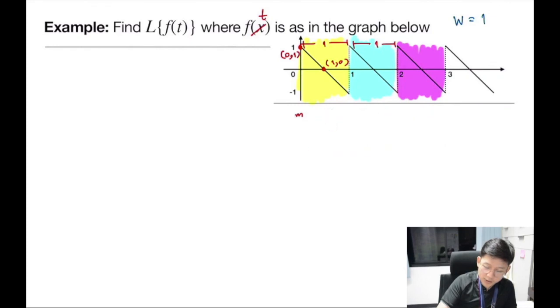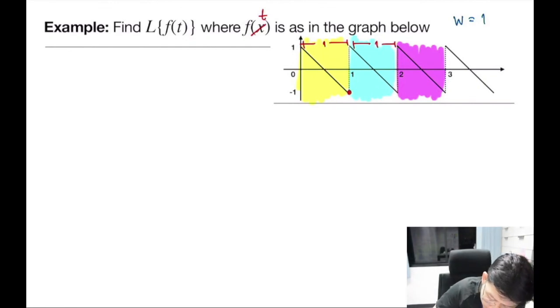But it's a good practice, keep doing it again and again. Here, I'm gonna pick this point instead, and that point. So this point is going to be 1 and minus 1. This point is 0 and 1.